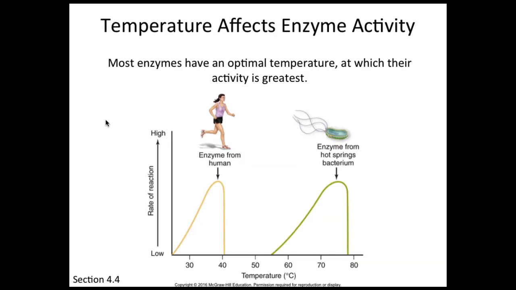Our textbook gives two examples. On this graph, we can see that depending on the organism, they have special types of enzymes that work best at specific temperatures. For humans, our enzymes work best at our body temp. But for this bacteria that lives in a really hot spring, these hot springs would denature the enzymes for a human or any other organism, but this bacteria has evolved to have enzymes that can function properly at extremely high temperatures.